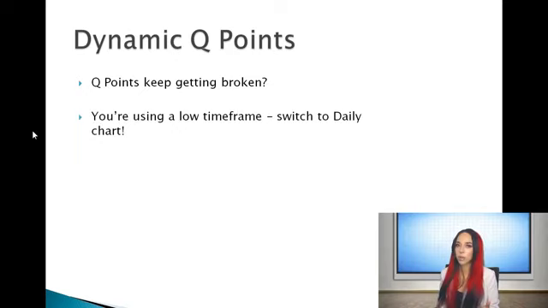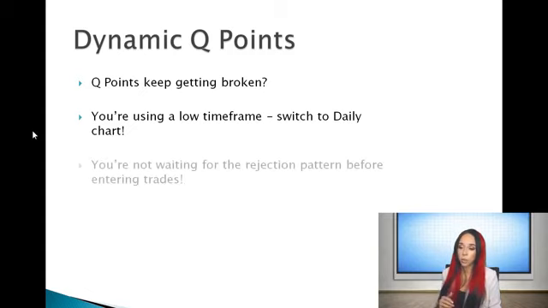You're using a low time frame, okay? So please switch to a daily Q point and then use those as your areas of reference. Or number two is that you're not even waiting for the rejection pattern before entering trades. Just like a supply and demand area can get obliterated, so can the Q point. Only if you have the rejection pattern at the side of the Q point, it's safe to trade it.